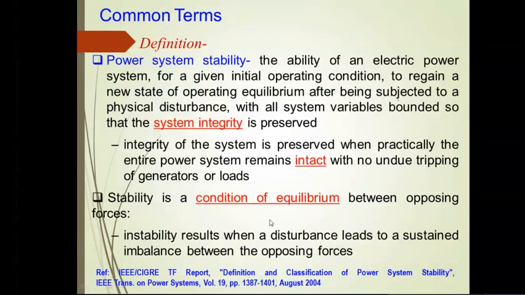And whenever a disturbance leads to a sustained imbalance between the forces, that means the system operating condition is changed to a new value for which the condition of equilibrium between the forces is not achieved, then this will result in a sustained imbalance between the forces, and thus instability will take place. We will discuss later what instability is. And this definition is referred from this paper.